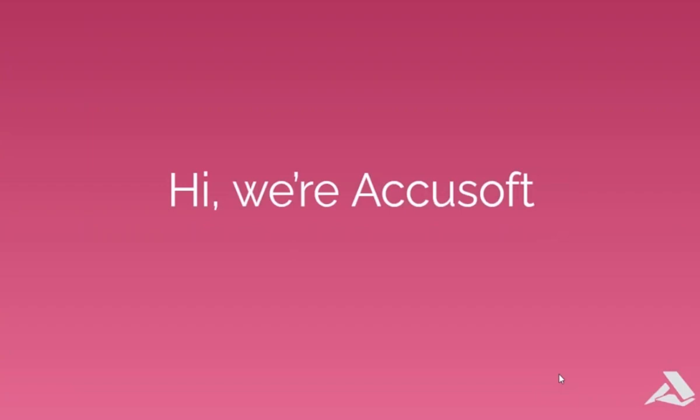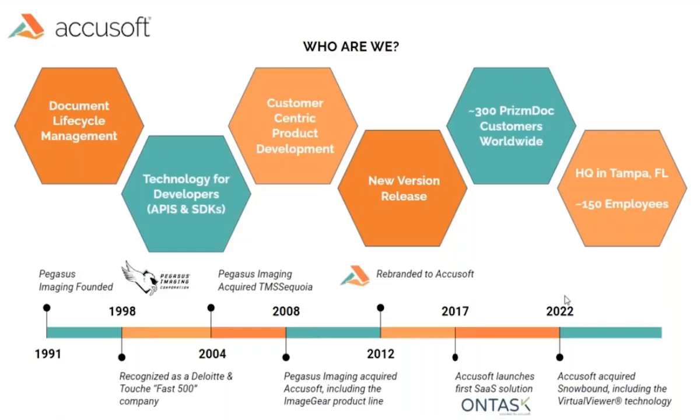Welcome once again to this afternoon's webinar. Before we get started on the products, I know that who you do business with is just as important as what you're purchasing. So before we jump in and talk about the product, let's talk about who Accusoft is as a company. Accusoft was founded in 1991 under the name Pegasus Imaging. That makes us in our prime at just a little over 30 years old. We are located in beautiful Tampa, Florida, and have over 150 employees to support our products, and most importantly, our 300 clients that Accusoft has worldwide.